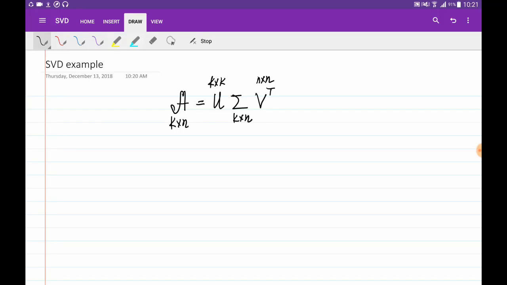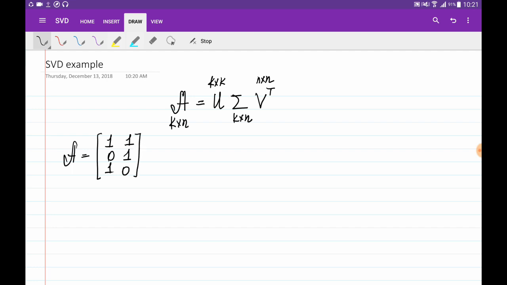Let us consider an example to construct the SVD decomposition of a rectangular matrix A. We would like to write the matrix A as a multiplication of the three matrices U, sigma, and V, where U will be K by K matrix, V will be N by N matrix, and they are orthogonal matrices, namely their columns are orthonormal, and sigma will be a diagonal matrix, which has on its diagonal the singular values. Let A be equal to 1, 1, 0, 1, 1, 0.